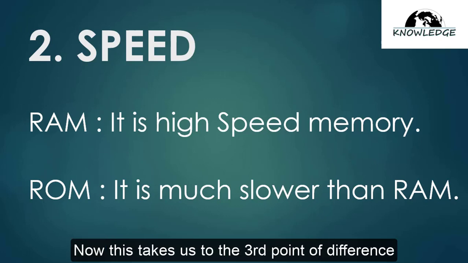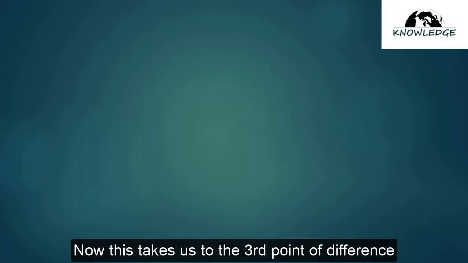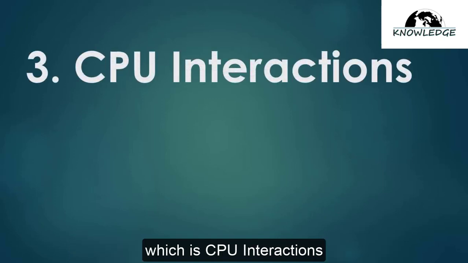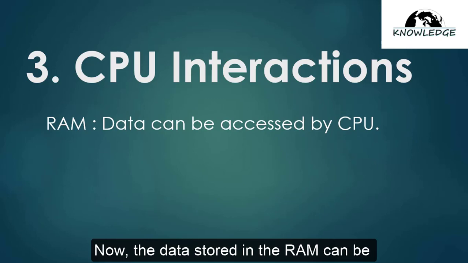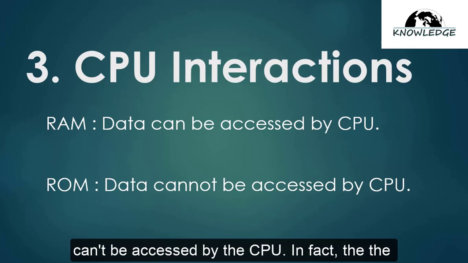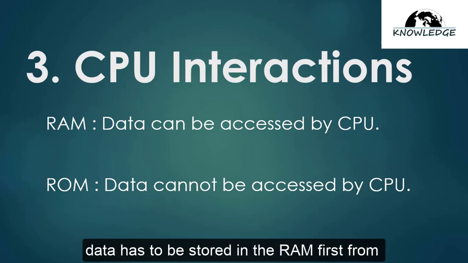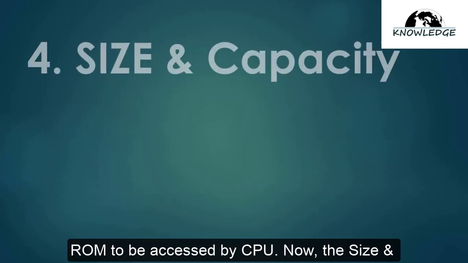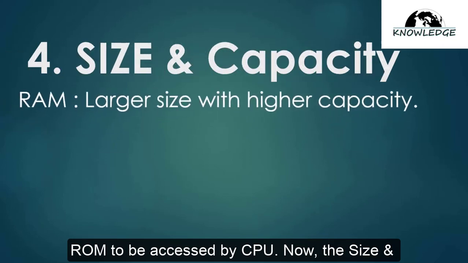Now coming to the third point of the difference, which is the CPU interaction of RAM and ROM. For RAM, the data stored can be accessed by the CPU, but the data stored in the ROM cannot be accessed by the CPU directly. In fact, the data in the ROM has to be first transferred to the RAM to be accessed by the CPU.